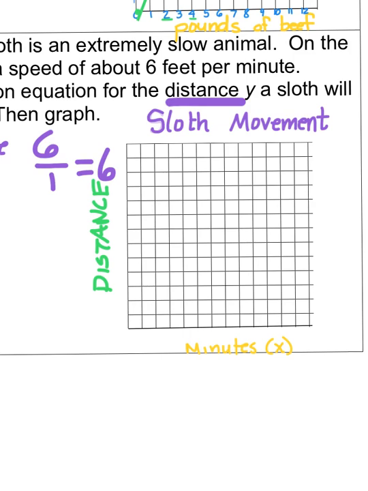Now, what intervals would be wise to use? If we're talking about our minutes, since it's every 1 minute that he can move 6 feet, we can do increments of 1 there. Now for the distance, it's a little more subjective. We really do want you to have at least 2 or 3 points visible on the graph. However, if we have a lot of points, that may be overkill. So I'm going to choose an increment of 2 for the distance.